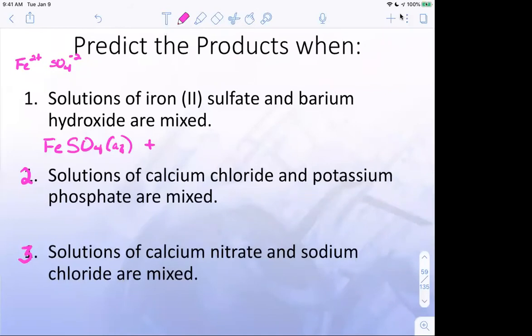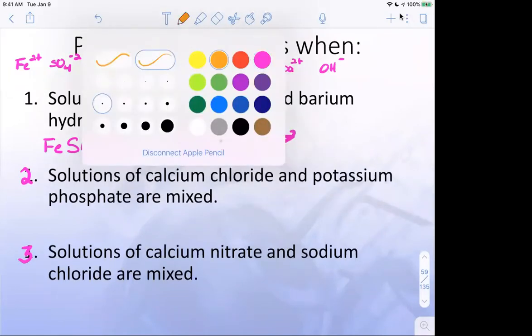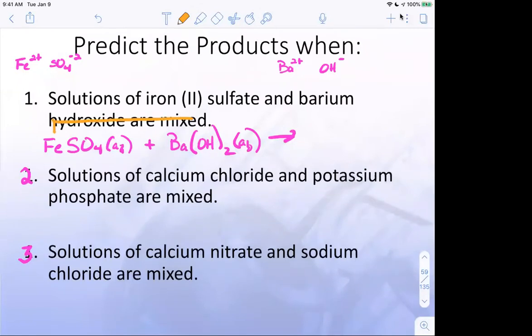And then I'm going to look at barium hydroxide. So barium is Ba2+ and OH-. So I'm going to have Ba(OH)2. Hydroxides are not soluble except for when they're combined with barium 2+. So this is also soluble. Now, how am I going to predict the products? I'm going to look at iron and hydroxide, and I'm going to look at barium and sulfate.